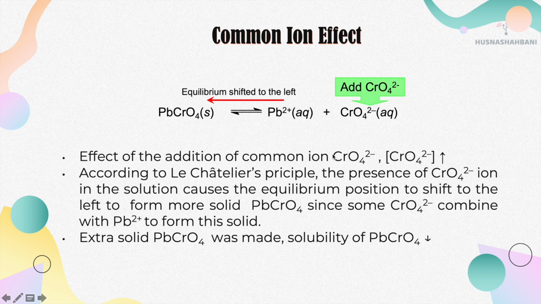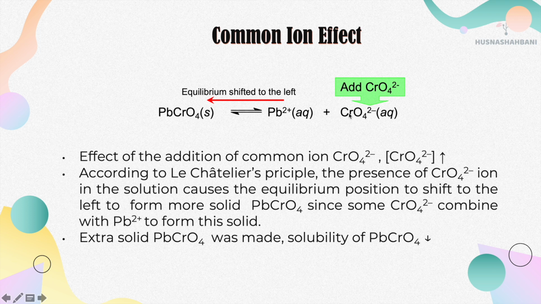The addition of the common ion CrO4 2- causes the concentration of CrO4 2- to increase. According to Le Chatelier's principle, the presence of CrO4 2- ions causes the equilibrium position to shift to the left to form more PbCrO4, because CrO4 2- reacts with Pb2+ to form PbCrO4. This means the concentration of Pb2+ will decrease and PbCrO4 will increase.